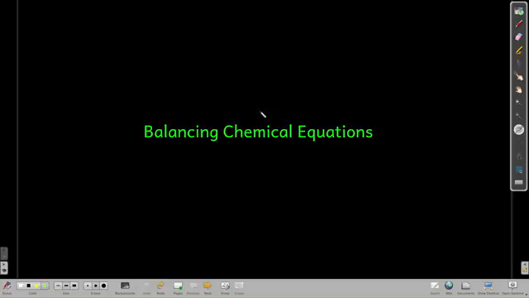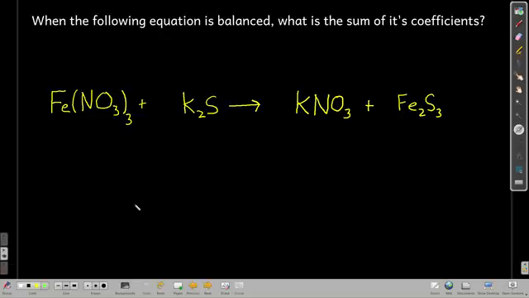In this module, we're going to talk about balancing chemical equations, how to do it and what it means. So the easiest thing really is to start out with an example. But before we do that, a balanced equation means that we have the same number of atoms of each element on both sides of the arrow. It's just an application of the law of conservation of mass.